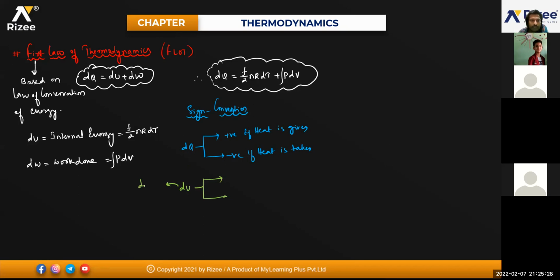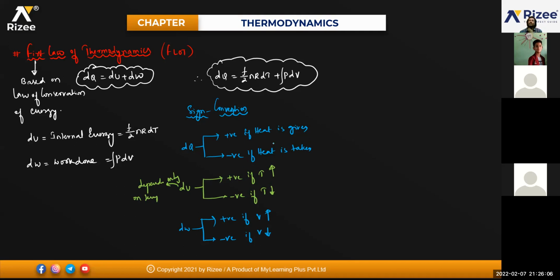Internal energy depends only on temperature. So du will be positive if temperature increases. du will be negative if temperature decreases. Then dw. Work done will be positive if volume increases. Work done will be negative if volume decreases. Clear, beta? That is the basic sign convention.